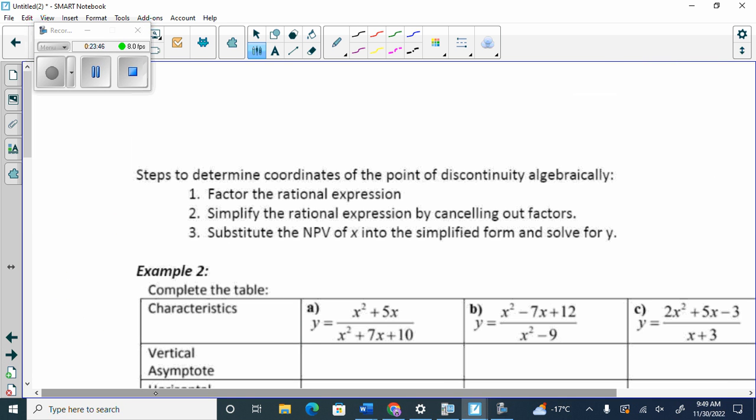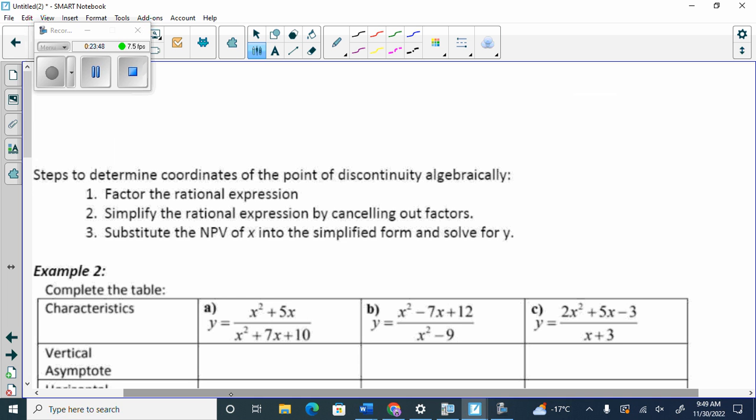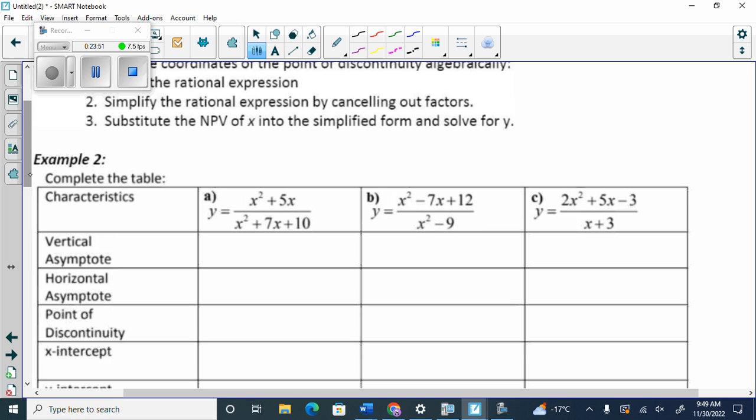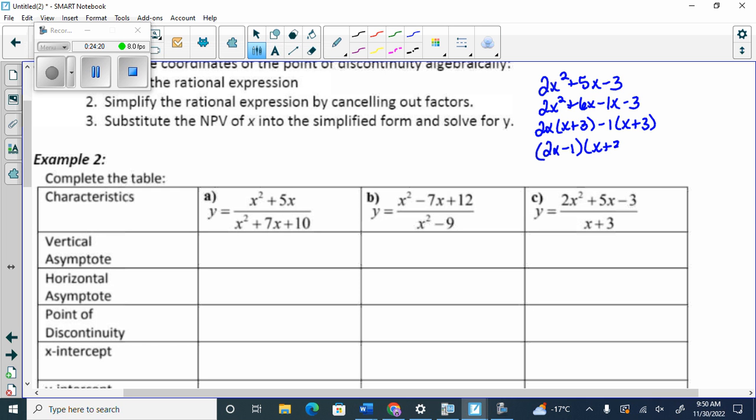Let's look at this first one. Actually, we're going to look at C first. So if we look at C, we have 2x squared plus 5x minus 3. Looks kind of similar to what we did. So we go 2x squared plus 5x minus 3. We get 2x squared plus 6x minus 1x minus 3. Take out a 2x and left with x plus 3. Take out a negative 1 and left with x plus 3. And I'm left with 2x minus 1, x plus 3.